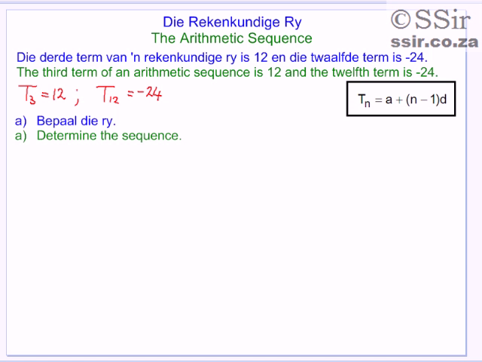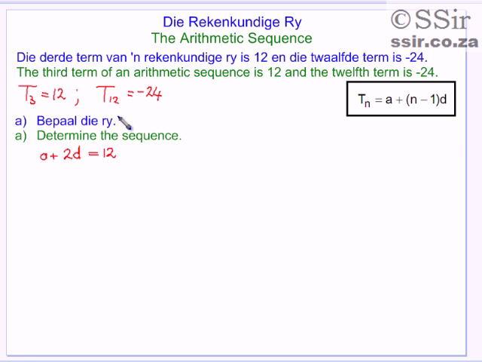Determine the sequence, so we must find the first 3 terms of this sequence. What do we know? We know that term 3 has a value of 12. So our third term from the formula will be a plus 2d equals 12.